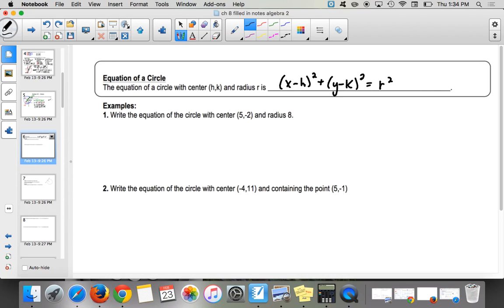Okay, do you guys remember this from geometry? Have you talked about this? Some of you guys are in geometry right now. You never talked about the equation of a circle? Yeah? Okay, so number 1, it says, write the equation of the circle with center of 5, -2, and radius 8.